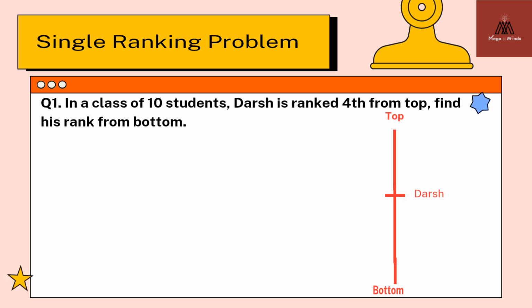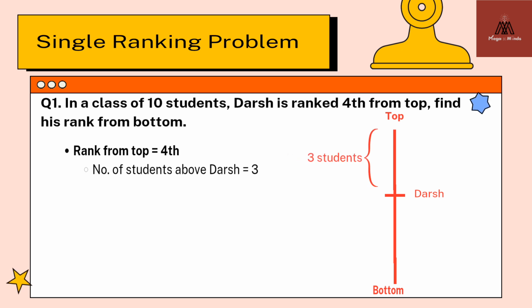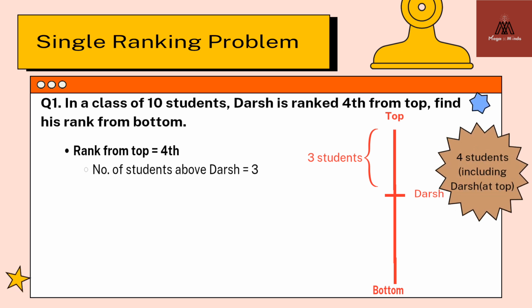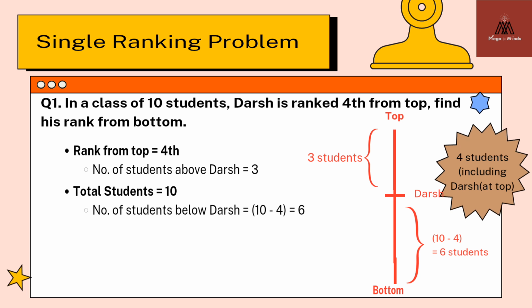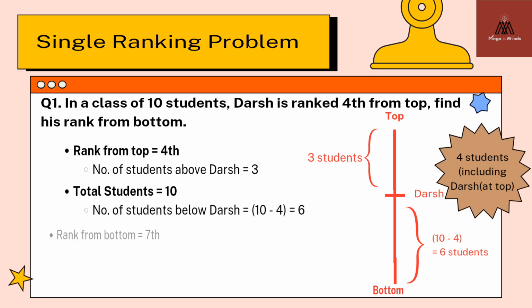Since Darsh is ranked 4th from top, there are 3 students above him. Now, if there are 10 students in total, 3 of which are above Darsh, there must be 6 students below him. So, if there are 6 students below Darsh, his rank must be 7th from bottom.